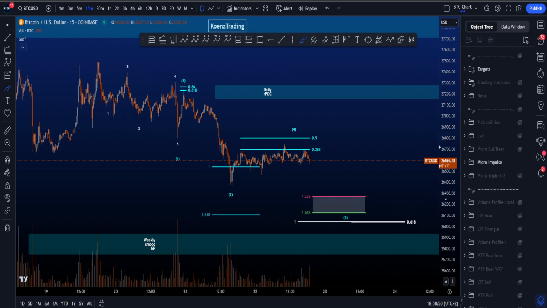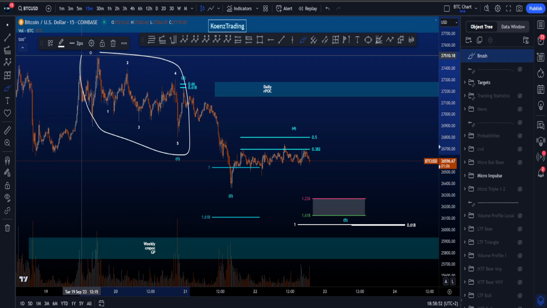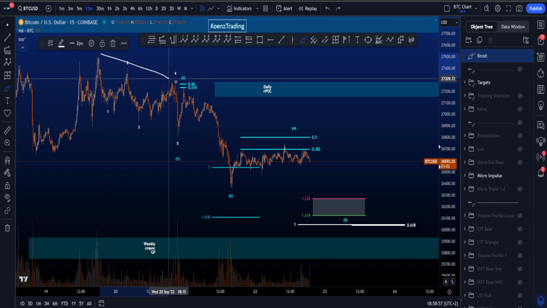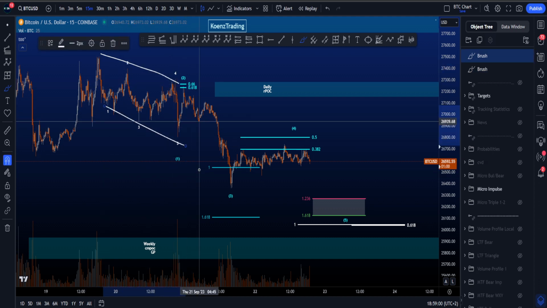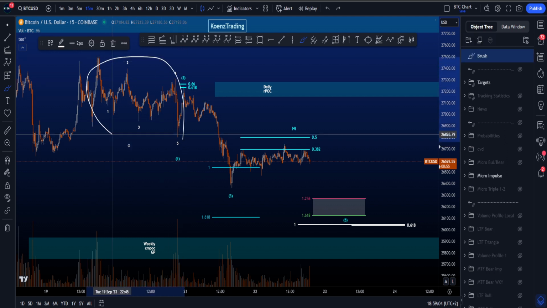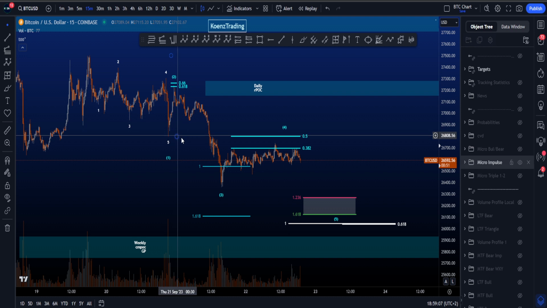If we look at the second scenario over here, the micro impulsive scenario, then this structure over here is counted as a 5-wave move in a 1, 2, 3, 4 and then a wave 5. So it is an expanding diagonal wave 1 structure, which is rare, but it's very difficult to count this structure any other way really, because of all the overlap in here.